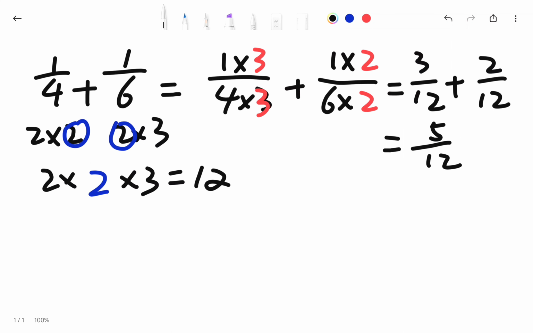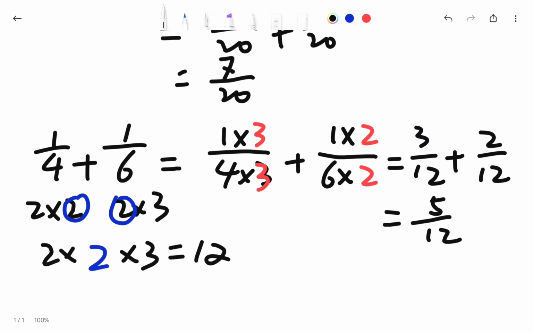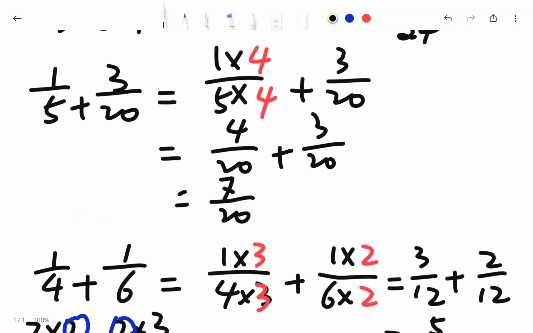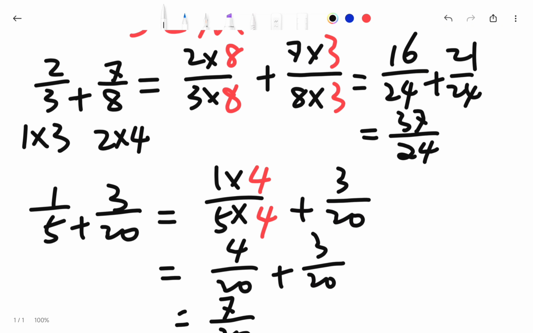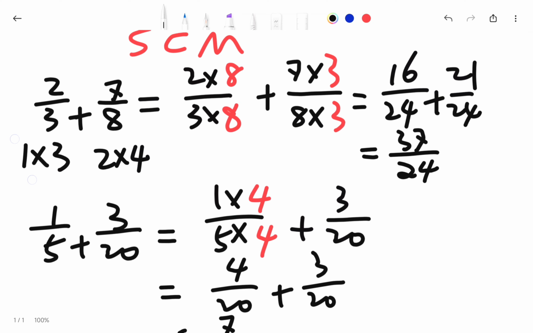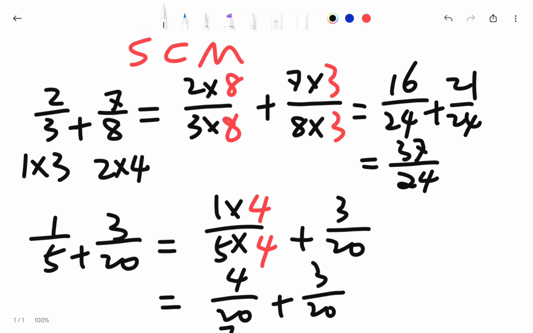Right, so I've just shown you 3 examples, and what they have in common is they all have been transformed into questions with the same denominator by using different approaches of the same method. If they have no common factors, we just simply multiply the denominators to give us the smallest common multiple, as shown here.